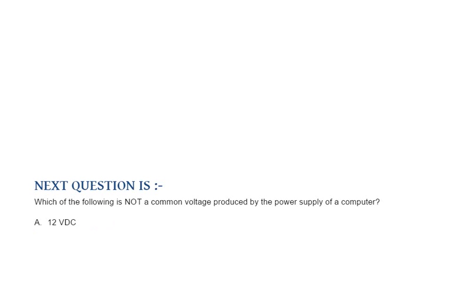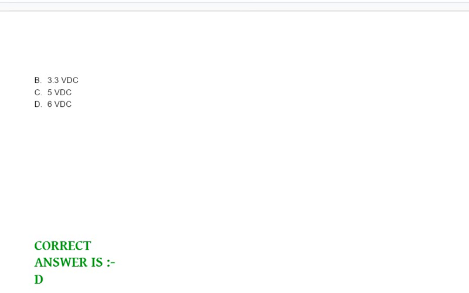Next question is which of the following is not a common voltage produced by the power supply of a computer? Option A 12 VDC. Option B 3.3 VDC. Option C 5 VDC. Option D 6 VDC. Correct answer is option D.